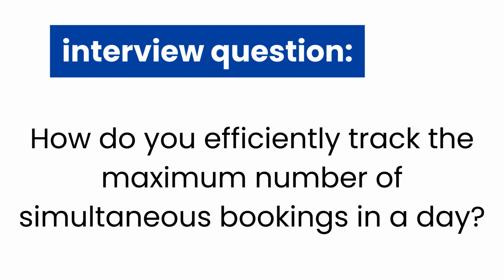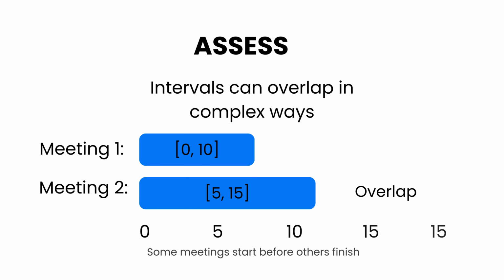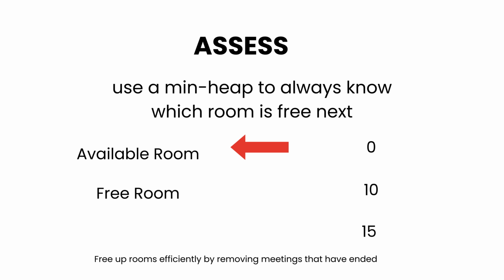Picture running an event center. How many rooms do you need to make sure every meeting can happen without conflicts? Interviewers might ask, how do you efficiently track the maximum number of simultaneous bookings in a day? What's tricky? Intervals can overlap in complex ways. Tracking active meetings efficiently is key.